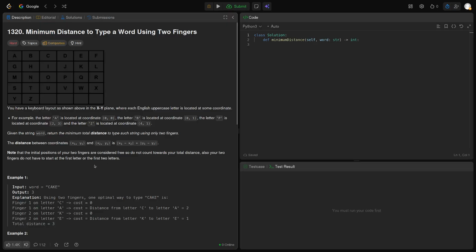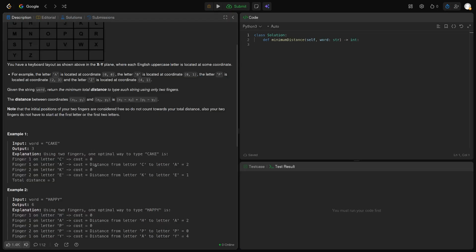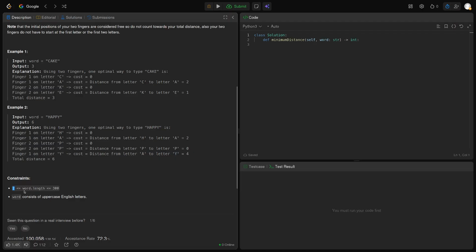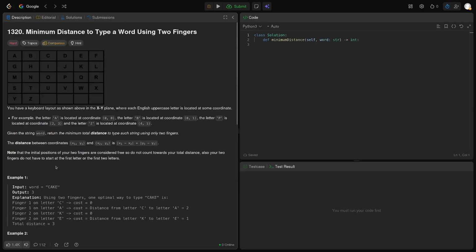So essentially, here is my idea. The word length is at most 300, it's just uppercase letters, and it's not empty, or at least two. Now, unless all the letters are the same, we always want to use two fingers, right? And let's see, like what we need is, let's say I want to type the first I letters, right?